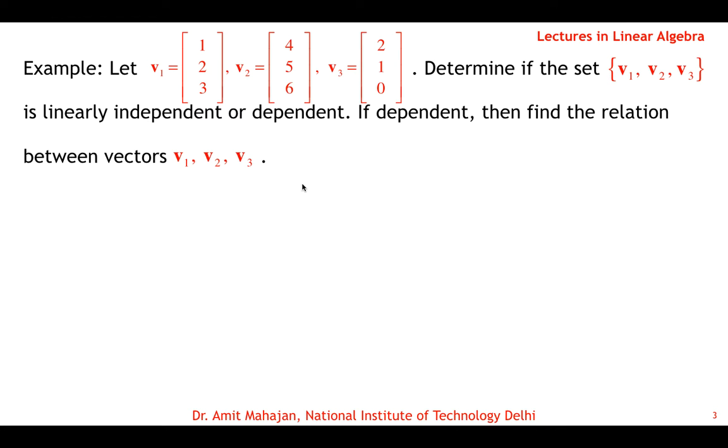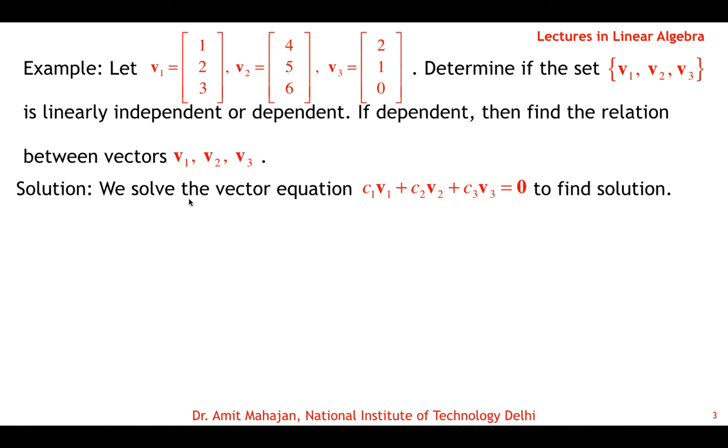Now, to check whether they are an independent or dependent set of vectors, we have to solve the corresponding homogeneous equation. So we need to solve the vector equation c1 v1 plus c2 v2 plus c3 v3 equal to 0 and find its solution. If it is the unique solution, that means only the trivial solution c1 = 0, c2 = 0 and c3 = 0 satisfies this, then these three vectors are linearly independent. If you can find a non-zero constant such that this equation holds, then the vectors become linearly dependent.